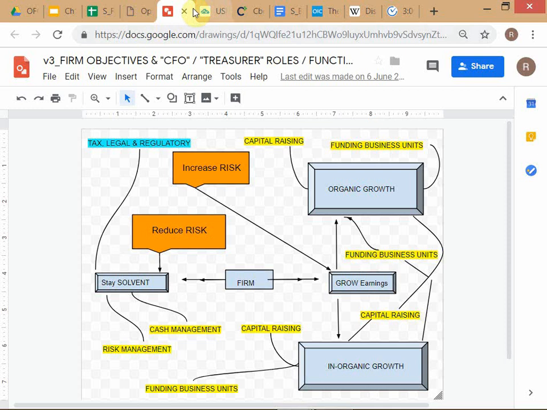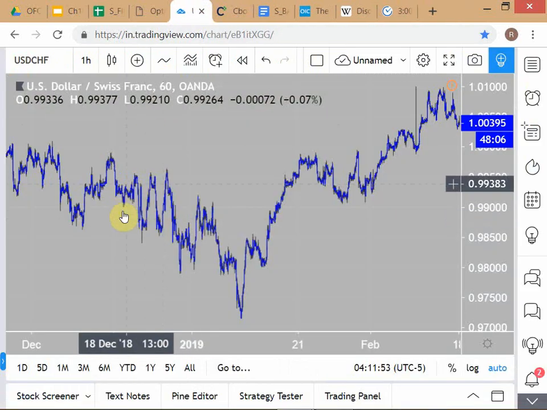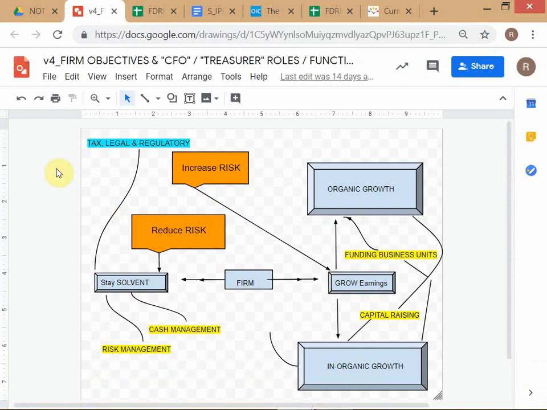Let me just delete this one. This is V3. Now here, what we have is very simple. I'm just going to go through this very quickly. You can study it later on your own and get a feel of it. It is just meant to show you what happens in a treasury.